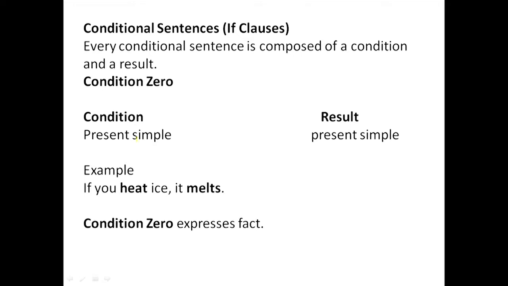Okay? Under the if aspect, we are to have present simple. We call it present tense. That's it. And of course, under the result, we have to have present simple, again present tense as well. So, on either side, we have to have the same tense: present simple for the condition, present simple for the result.